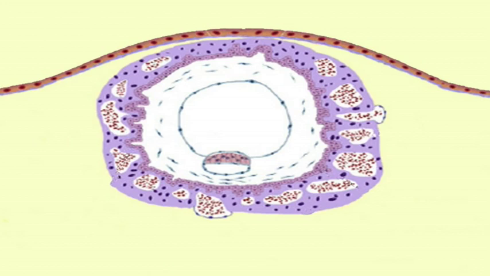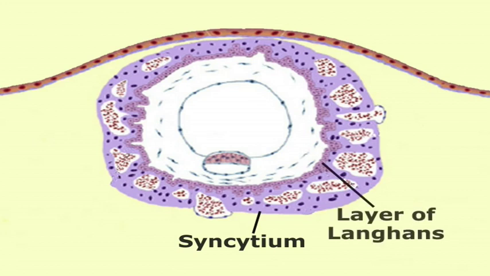Before gastrula formation can occur, the cells of the trophoblast are differentiated into two layers. One is an outer layer of protoplasm that contains the nuclei called the syncytium, and the other is an inner layer of well-defined cells called the layer of Langerhans. The trophoblast cells do not help to form the embryo proper, but form the ectoderm of the chorion and contribute to the development of the placenta.